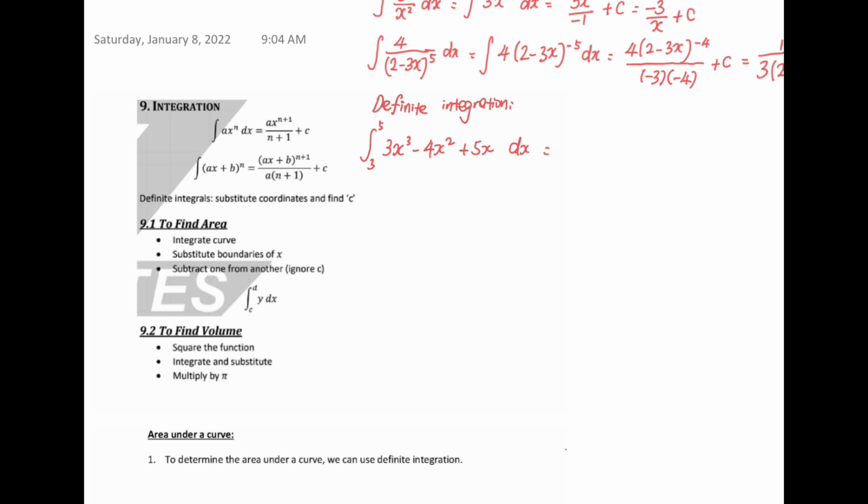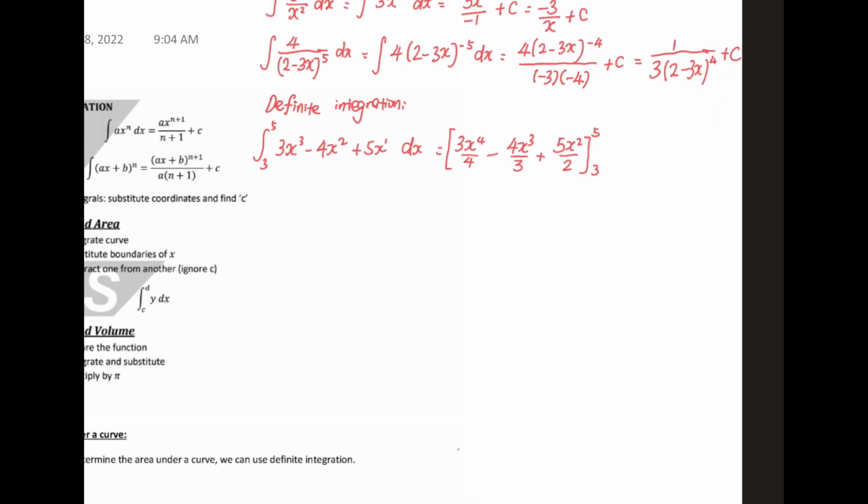So 3x cubed, based on the first formula, it becomes 3x to the power of 4 over 4. 4x squared you integrate, it becomes 4x cubed over 3. 5x is 5x to the power of 1, so you integrate, it becomes 5x squared over 2. And then normally we put plus c at the end, but now because of the upper and lower limit, we don't put plus c anymore. We put 5 and 3 like this.